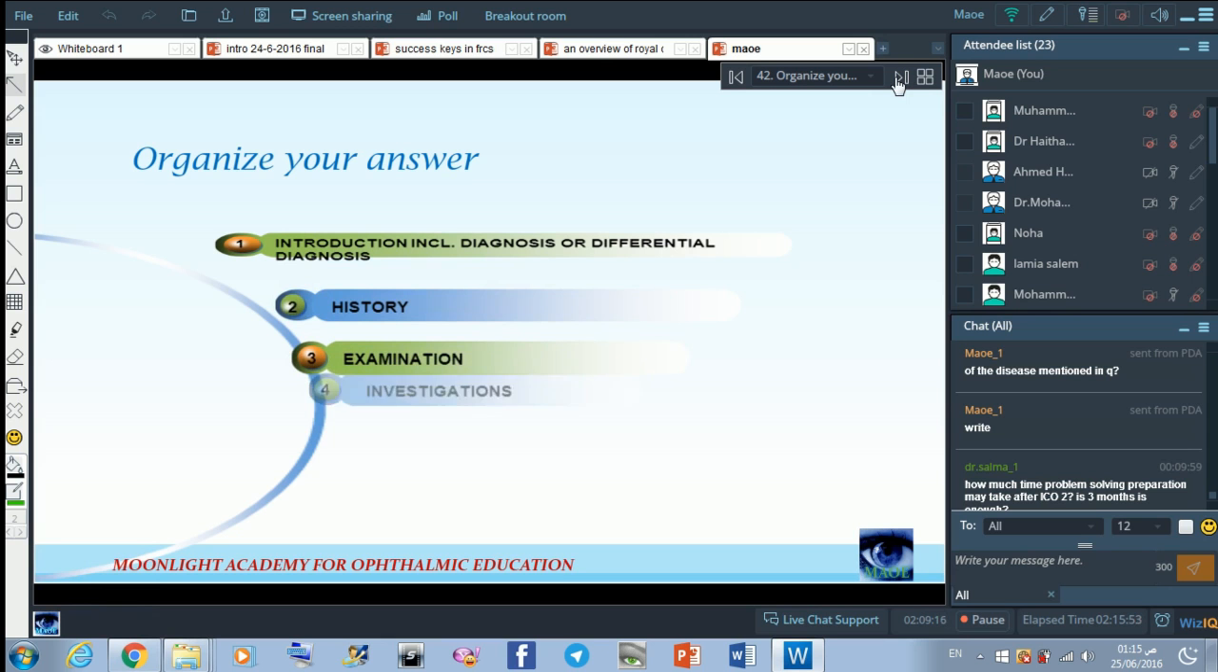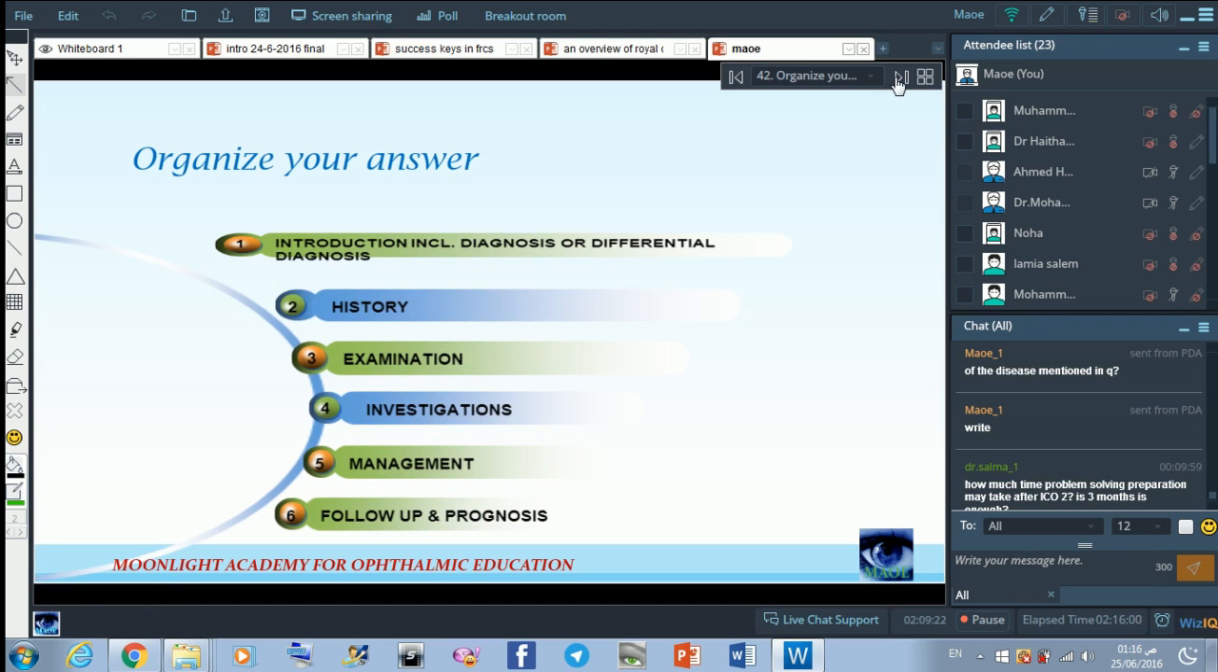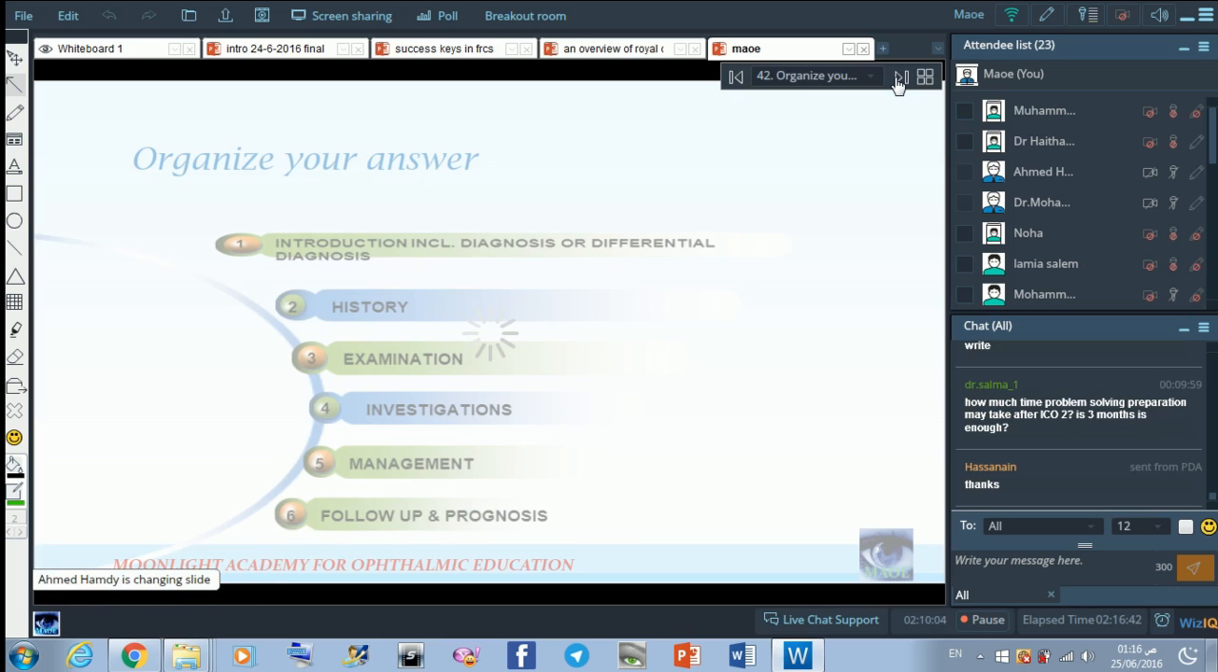Then you will start systematically with history, examination, investigations, management, and follow-up and prognosis. And in the follow-up and the prognosis, don't forget to speak about counseling. In some problem-solving questions, you need to counsel the patient. So don't forget the magic word. They like this word a lot in the exam: counseling. So Dr. Hassanin, I hope this is clear for you. This is my recommended order, and my always said word in the FRCS exam is that there is no model answer. Maybe you have another organization for your answer, but this is my recommended organization.